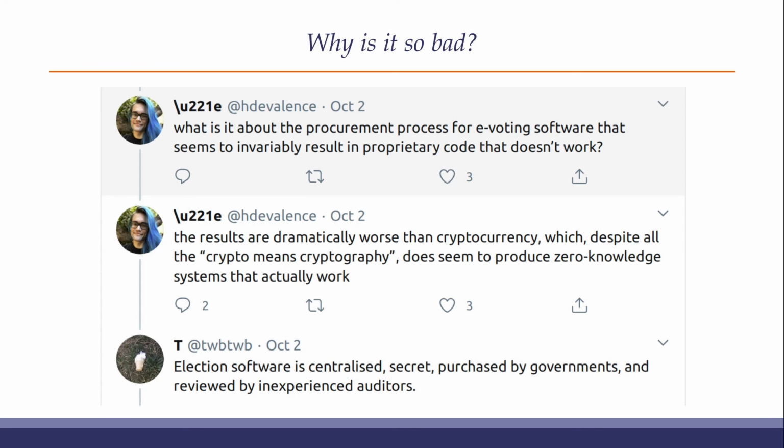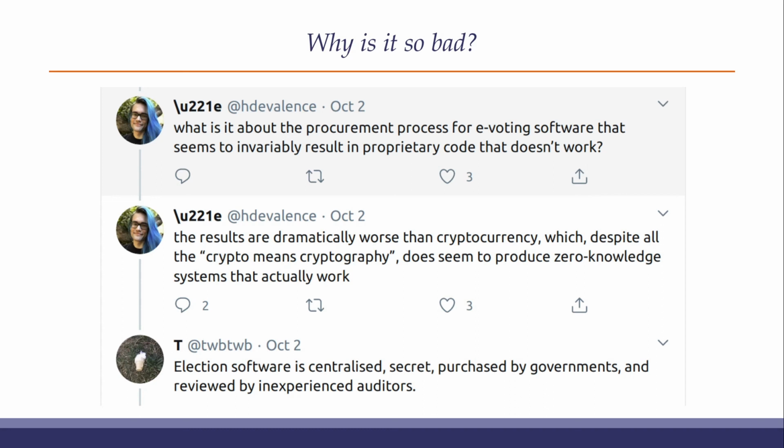It was actually raised about yet another Australian system in use in the Australian Capital Territory, about which we know absolutely nothing, except that their website says they use TLS for protecting votes in transit and at rest, which I hope they don't. But apart from that, we really don't know. And T. Wilson Brown has said, well, election software is centralised, it's secret, it's purchased by governments and reviewed by inexperienced auditors. I would add that there's a huge problem of incentives here.